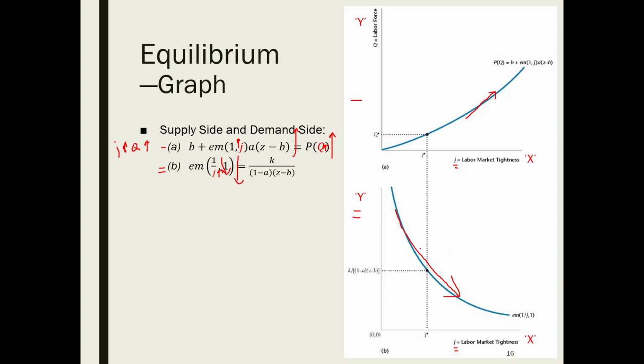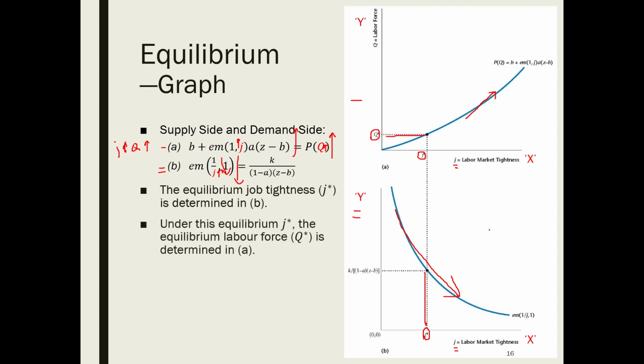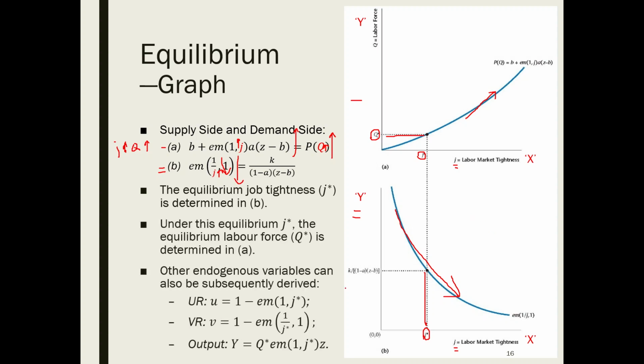Now, if you know all the parameter values, you will be able to determine the equilibrium value of job tightness J from the second equation, or the second graph. Then, use the equilibrium value of J to determine the equilibrium Q by the first equation, or first graph. Once you solve for J and Q, you can substitute them to other equations to solve for other endogenous variables such as unemployment rate U and vacancy rate V, as well as output Y. Note that here I make use of the two properties of the matching function to rewrite the endogenous variables.